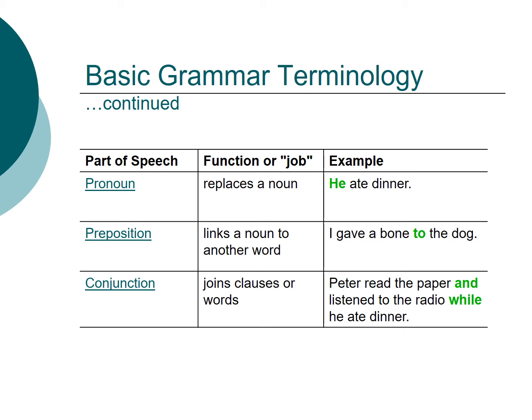Then we have the conjunction. The conjunction joins clauses or words. When I say Peter read the paper and listened to the radio while he ate dinner, the conjunctions are and, while, or, but. It is used to join clauses or words or even sentences.